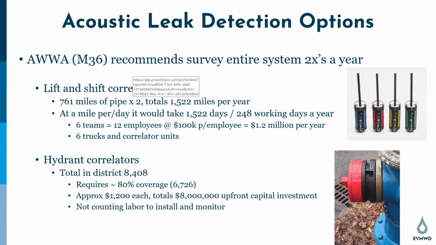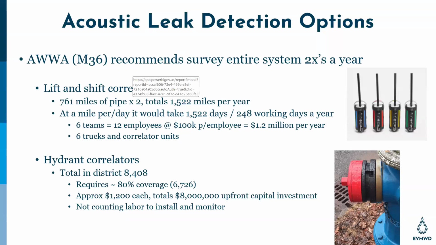Now, again, that is the very basic first year. When you add inflation, cost of living, and raises on top of that, the number would continue to grow every year from the $1.2 million per year. So that could make a really big impact to an agency's budget. In addition, not only just for the staff, we'd still have to buy 6 more trucks, which require more fuel, more maintenance, more vehicle insurance, along with the 6 correlator units.